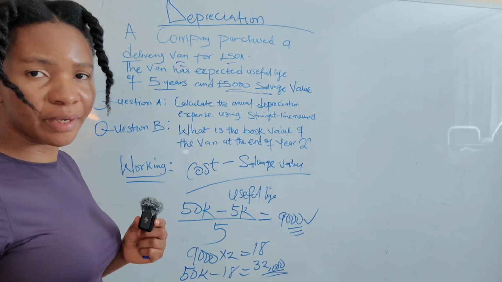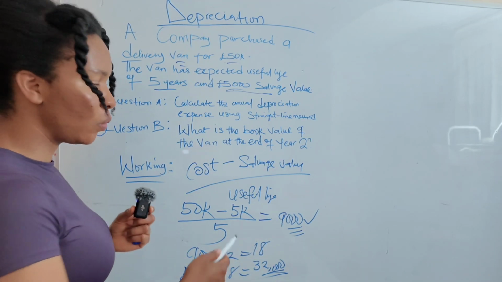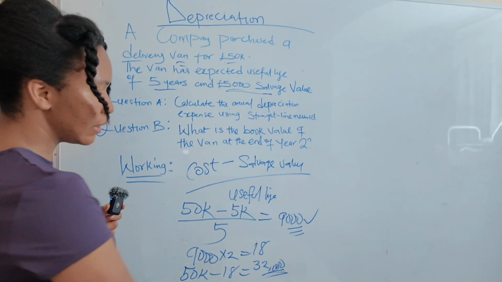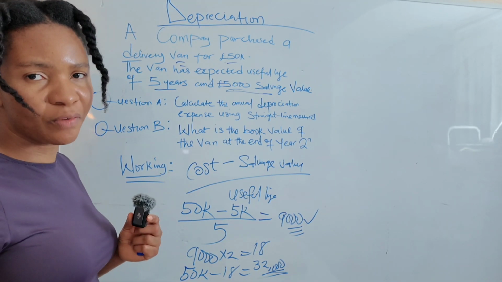So in the second year, we will also charge 9,000 as depreciation expense within the profit and loss statement. And our book value is 32,000 by the end of the second year.